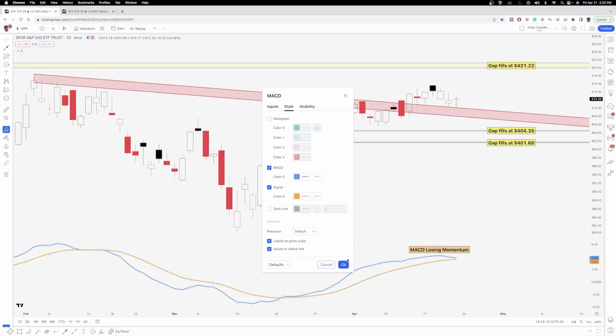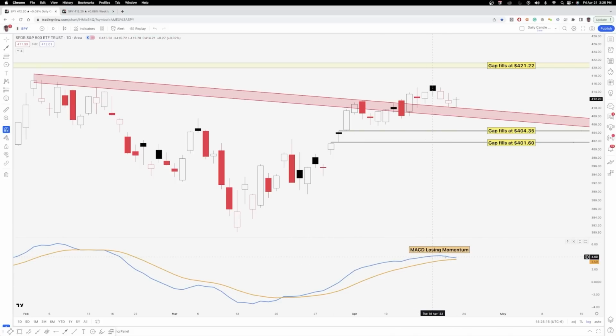I had a question on that. And you can just tell that the MACD is starting to converge with the signal line to the downside. Last time we had a MACD cross to the downside, we did have a pretty decent move down. So something to consider with this current MACD starting to curl to the downside as well, losing momentum.